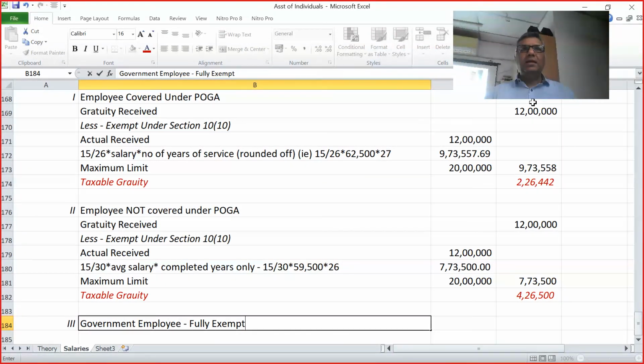26 and 26 and 8 months. For not covered, only the completed years. Yeah, charitable trust level. Till company you can.